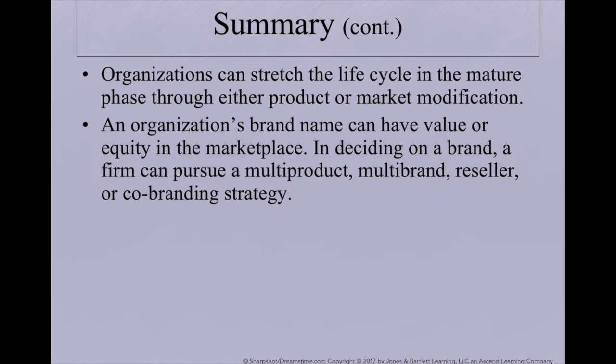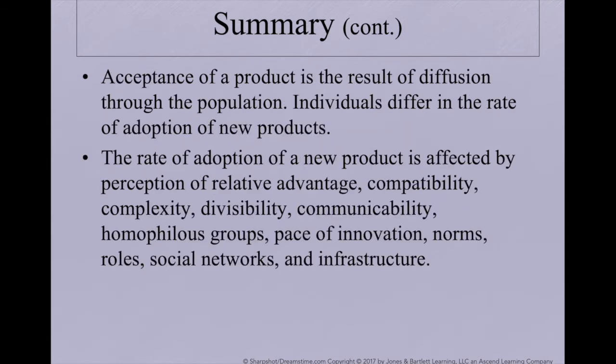An organization's brand name can have value or equity in the marketplace. In deciding on a brand, a firm can pursue a multi-product, multi-brand, reseller, or co-branding strategy. Acceptance of products is the result of diffusion through the population. Individuals differ in the rate of adoption of new products. The rate of adoption of a new product is affected by perception of relative advantage, compatibility, complexity, divisibility, communicability, homophilous groups, pace of innovation, norms, roles, social networks, and infrastructures.